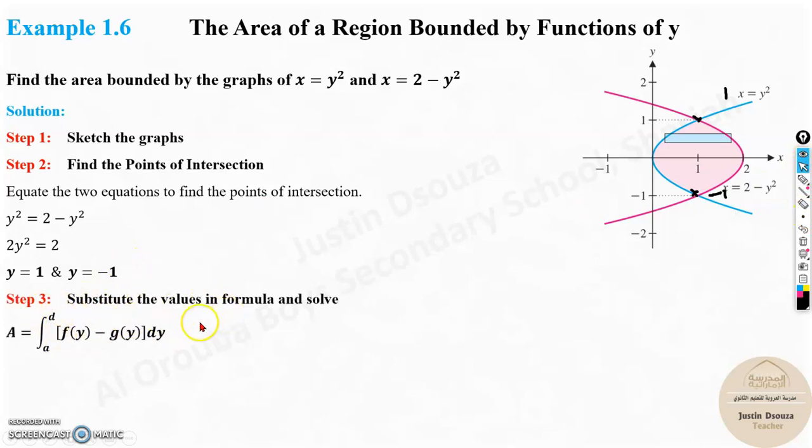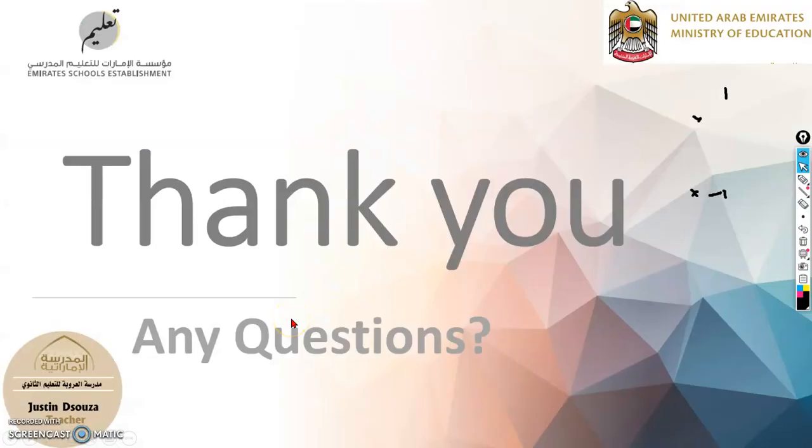Now substitute this in the formula and solve. How do we do that? Over here the limits are minus 1 to 1. Sorry, see, remember it's minus 1 to 1, and the right side function is 2 minus y square, minus the left function, which is y square. Put it in the calculator. That's it. You will get the answer. So this is how you can solve, and that is basically the end of this lesson.